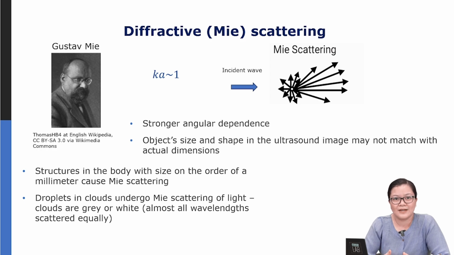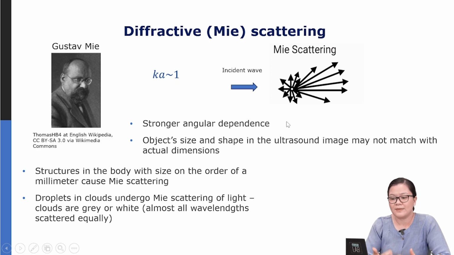Now let's talk about the final scattering regime, which is the diffractive or the Mie scattering regime. This theory was developed by Gustav Mie. The ka value is on the order of 1, meaning that the size of the object is on the order of 1 wavelength. Here you can see the incident wave and a scatterer that undergoes the Mie scattering regime, where this scattering has a stronger angular dependence compared to the Rayleigh scattering regime.